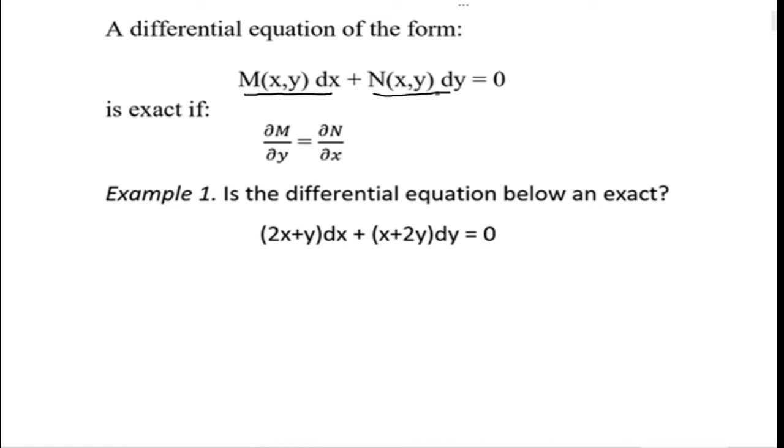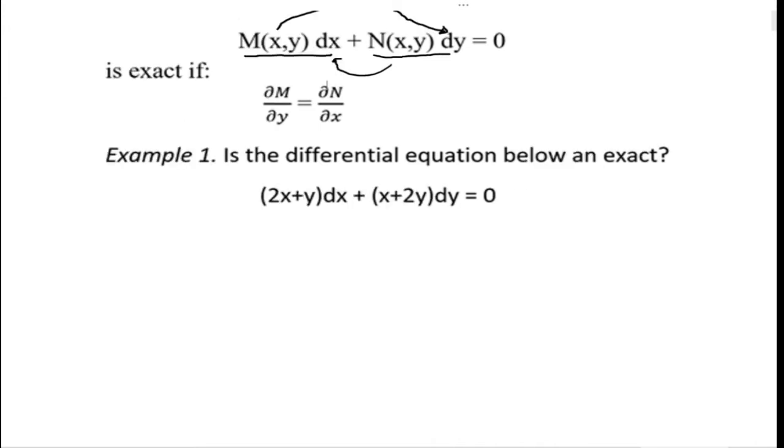The second thing that we have to take note of: our M here is with respect to y, and our N here is with respect to x. So that means you are going to get the partial derivative of M with respect to y, and the partial derivative of N with respect to x. We have here our example. Is the differential equation below exact? The equation here is (2x plus y) dx plus (x plus 2y) dy equals 0.